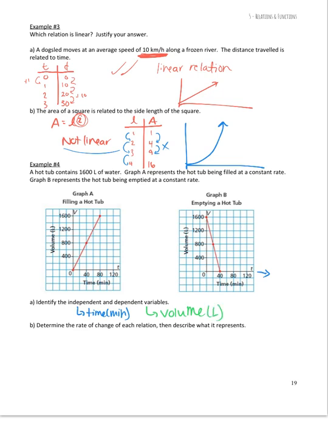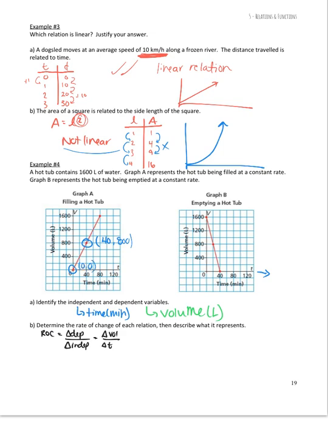Determine the rate of change in each relation, then describe what it represents. So remember that our rate of change is equal to the change in our dependent over the change in our independent, which is the change in volume here over the change in time. So what we're going to do is we pick 2 points on our graph, and I'm going to write out the coordinates for that point. So we have 40, 800, and over here we have 0, 0.